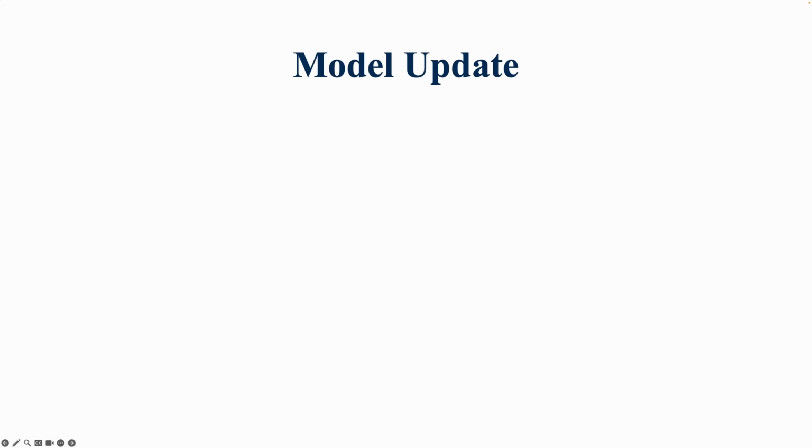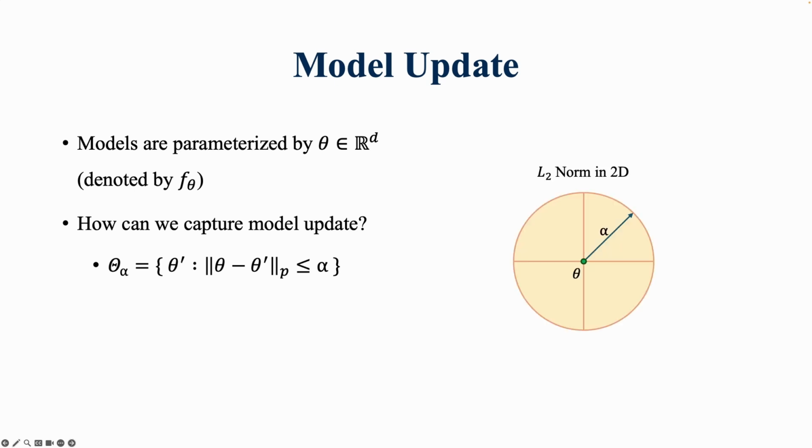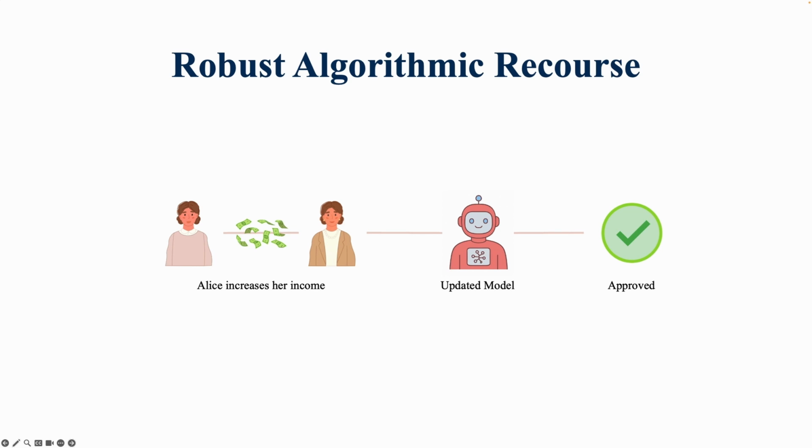Now, how can we represent these updates in models? A standard approach is to use the LP norm. For example, if we use the L2 norm, or the Euclidean distance, then in 2 dimensions, every point inside this yellow circle centered around the original model theta corresponds to a valid updated model. The goal of robust recourse is to provide recourse that remains valid even when the model changes in an adversarial manner. In other words, we want to generate recourses with high validity even in the worst case model update.